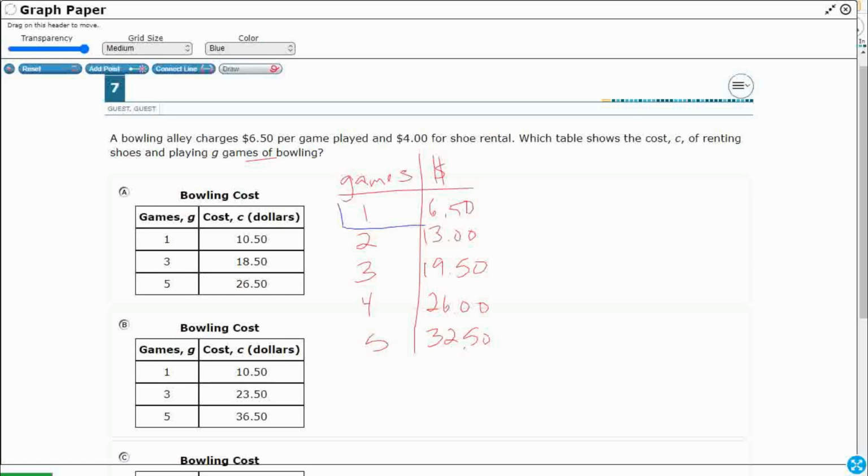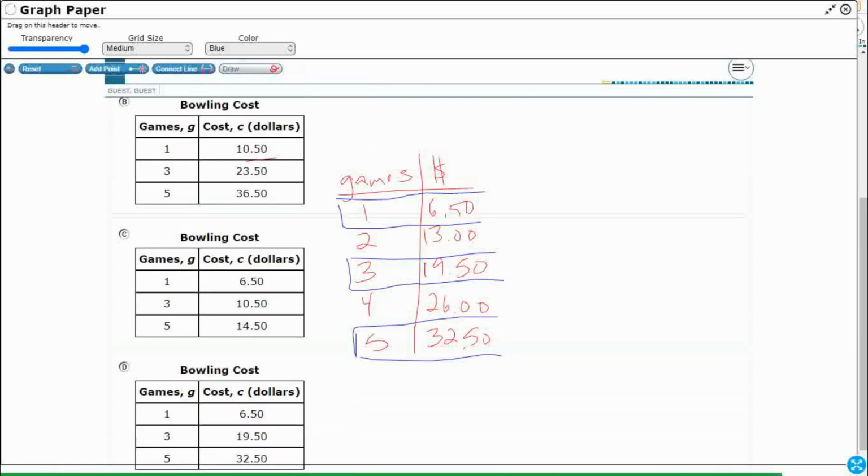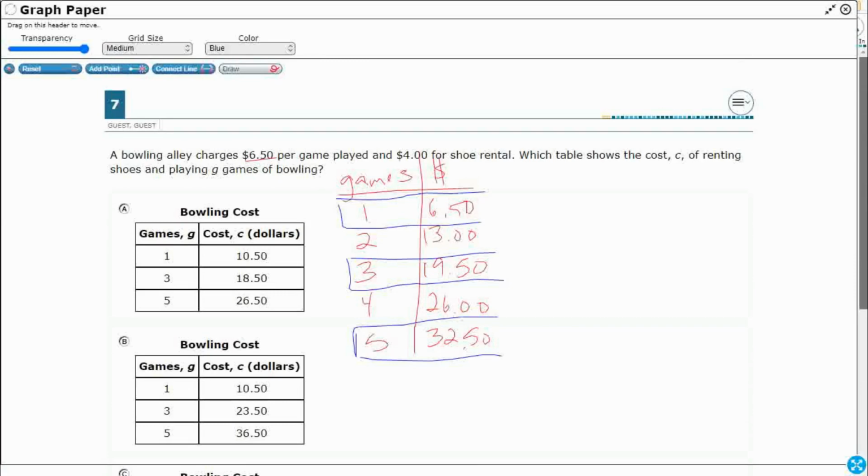And really, I use that $6.50 each time. I'm really just looking at these 3 right here: the 1, the 3, and the 5. And if I scroll down to the very bottom, we'll see that's what D gives me, $6.50, $19.50, $32.50. But I haven't finished reading the problem yet.